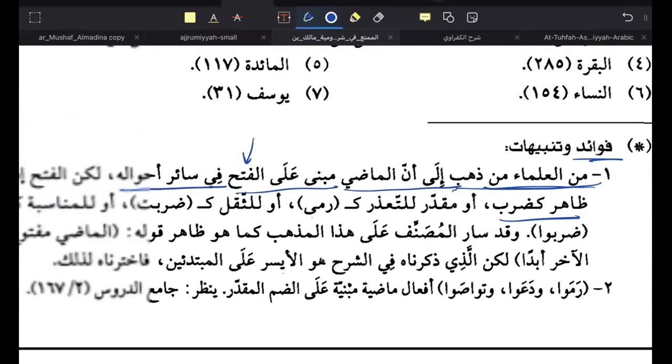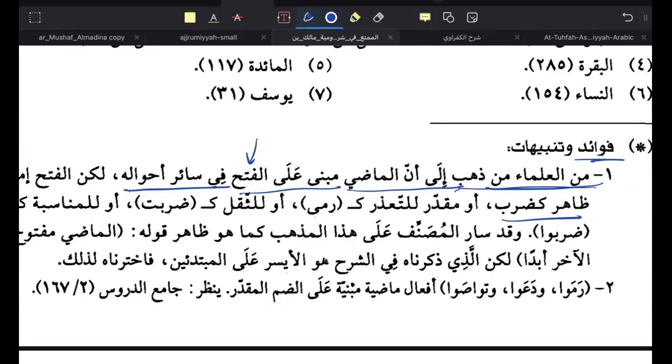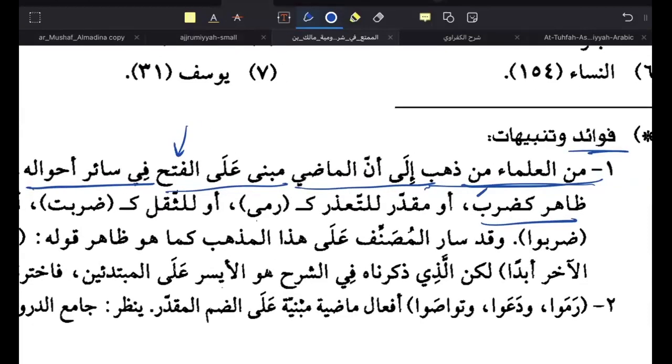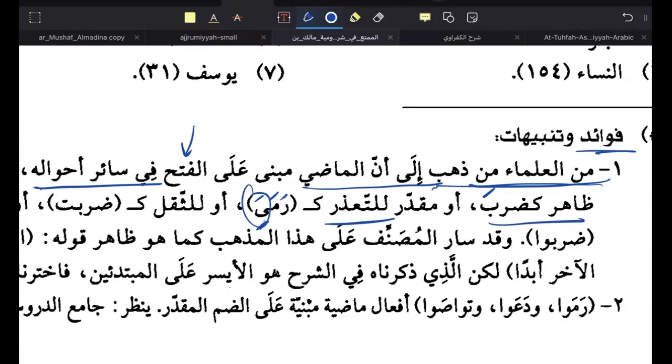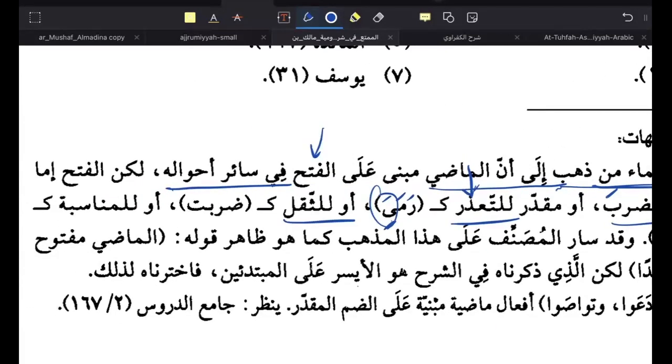So they want to say the fatha will either be apparent, that you can see, like ضرب, أو مقدرة, estimated, للتعذر. So it could be مقدرة for التعذر. For example, Rama, which I just explained to you, that this is alif. Alif cannot take any haraka, so you have an excuse. That's why they say تعذر. أو للثقل, for something that is very hard, heaviness.